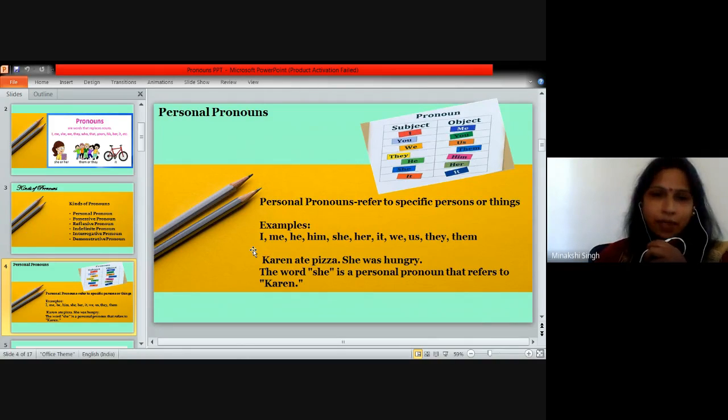Right. For example, look at this sentence. Karen ate pizza. She was hungry. The word she is a personal pronoun that refers to Karen.